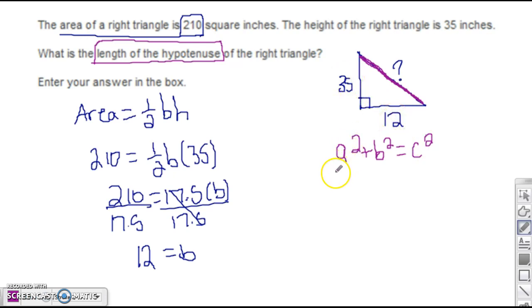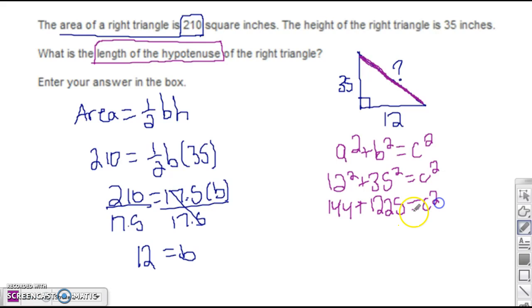So we're going to plug our values in. 12 squared plus 35 squared equals c squared. And remember, it doesn't matter what order you plug in the 12 and the 35, as long as c is the hypotenuse. So let's go ahead and do some calculating. 12 squared is 144. 35 squared is 1,225. If I add those up, I get 1,369 equals c squared.